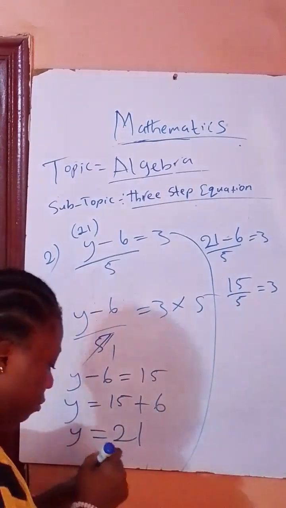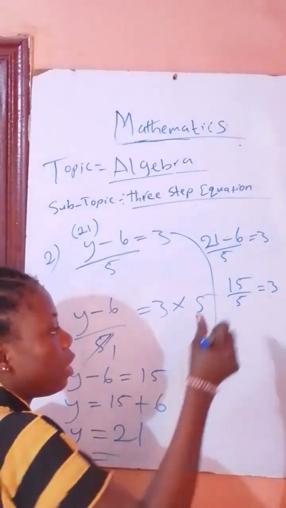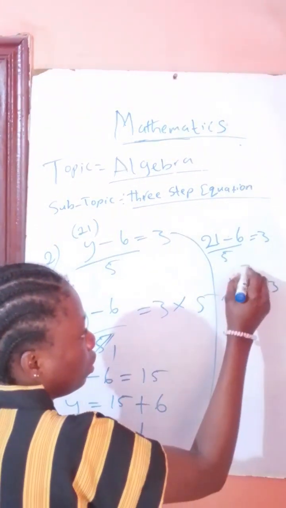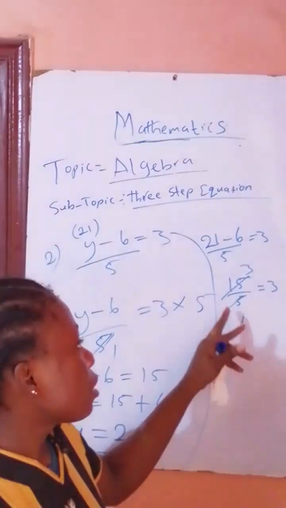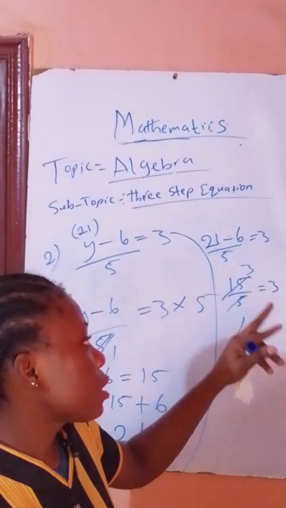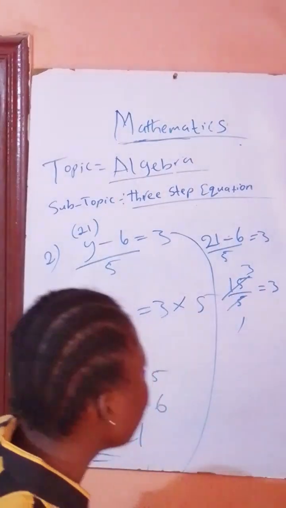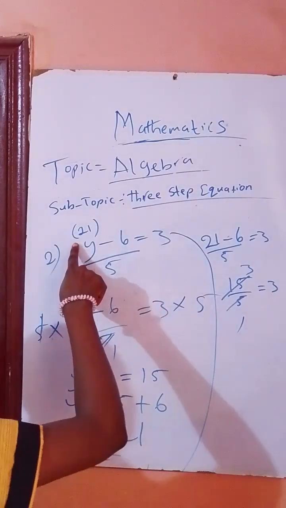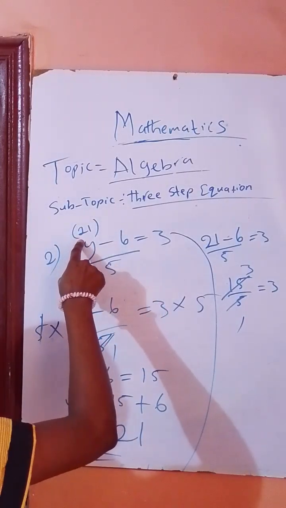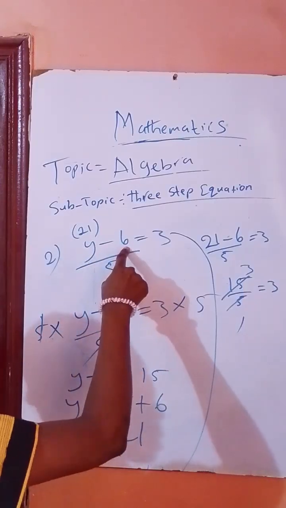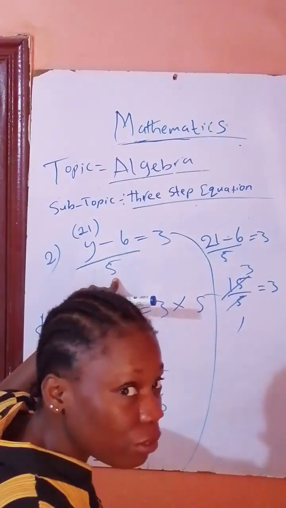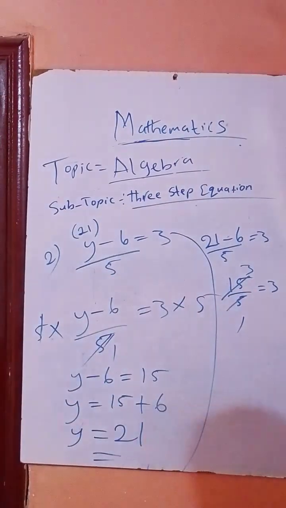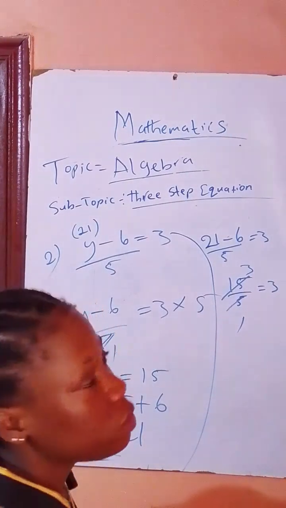Because 3 times 5 gives us 15, that means 15 divided by 5 gives us 3. That means it's 3. We are correct. Let me explain again. We replace this y with 21. 21 minus this 6 will give us 15. 15 divided by this 5 will give us this 3. I hope you understand it. Let's move to example 3.